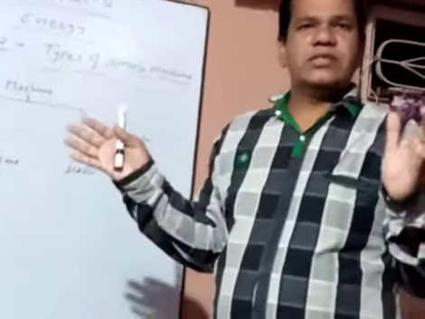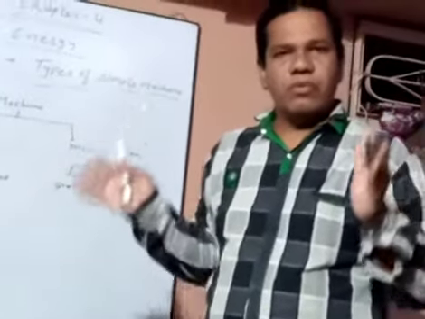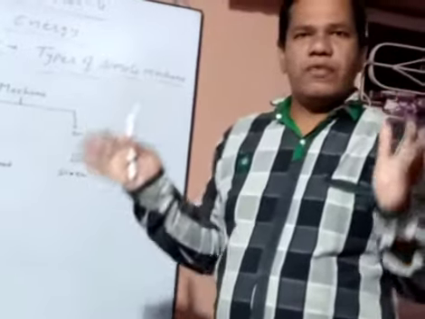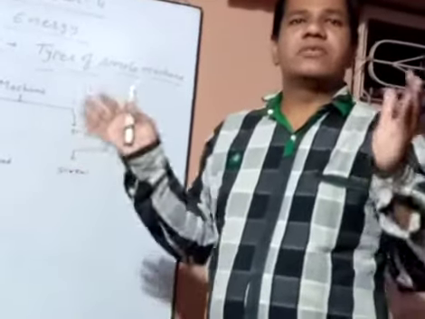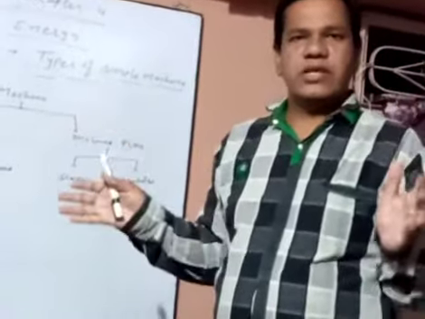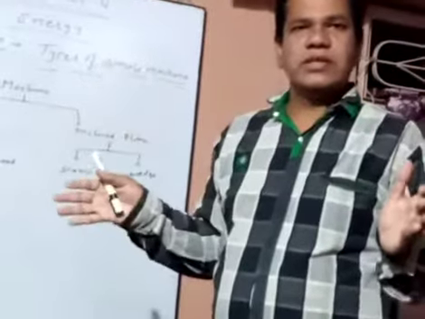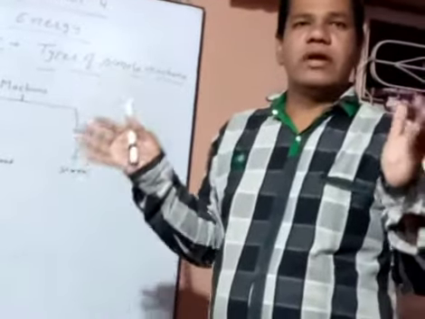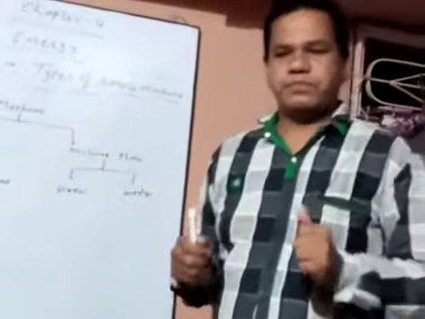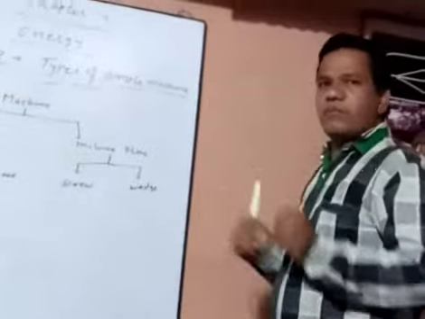The distance of fulcrum from the point at which effort is applied is called effort arm. The distance of fulcrum from the point at which load acts is called load arm. There are three types of lever.